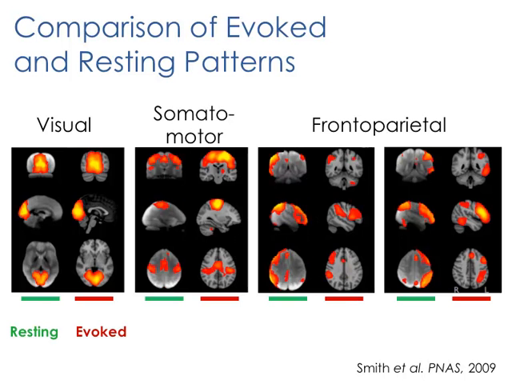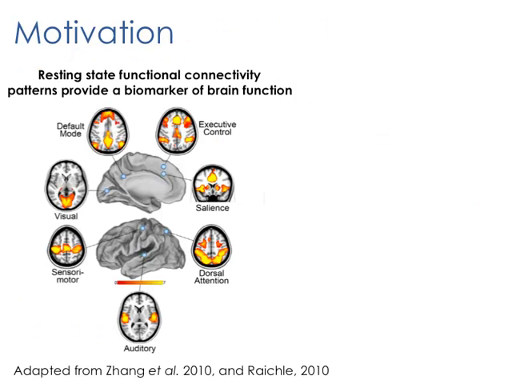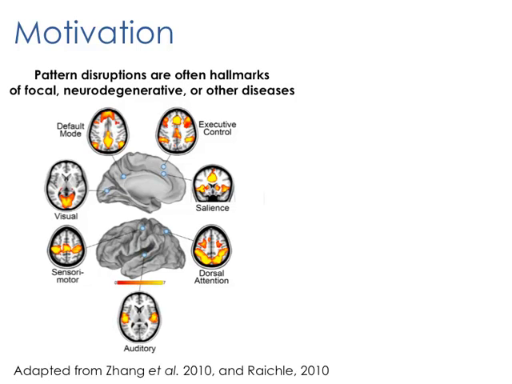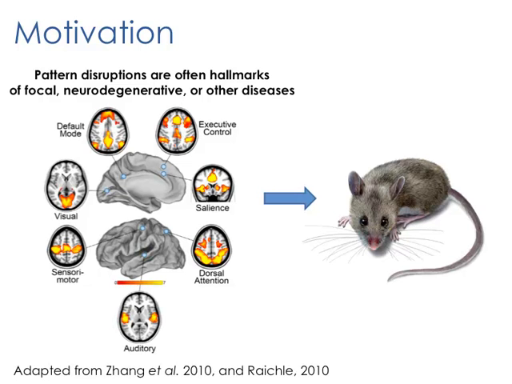You can look at a bunch of different regions. So somatomotor, and other regions that aren't bilaterally distributed, like the frontoparietal attention networks, and you see very strong resemblance between those engaged during task and those found to be correlated functionally at rest. These resting state functional connectivity patterns provide an excellent biomarker of brain function. You see these very distinct patterns in different networks, but this pattern disruption is often a hallmark of some type of focal disease like stroke or neurodegenerative disease like Alzheimer's. So what we've been motivated to do over the last 3 years is put technology like this in a mouse model.